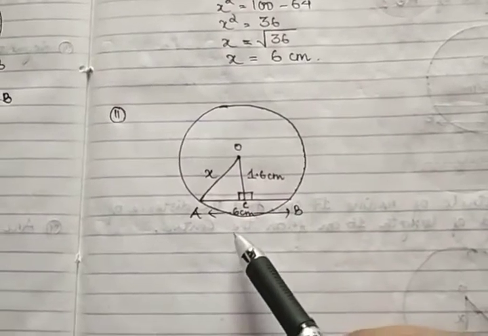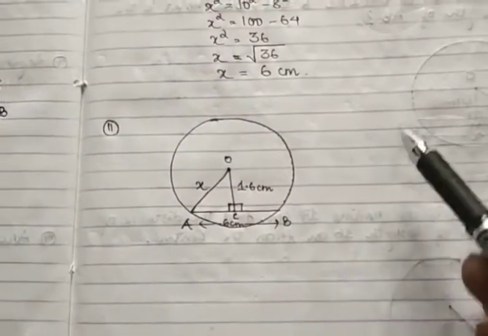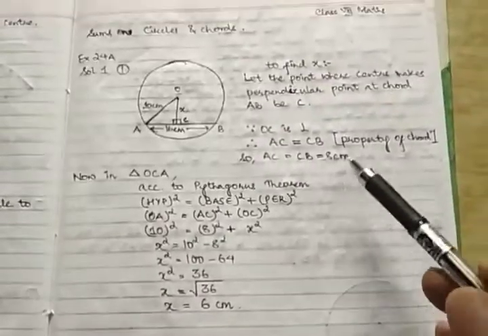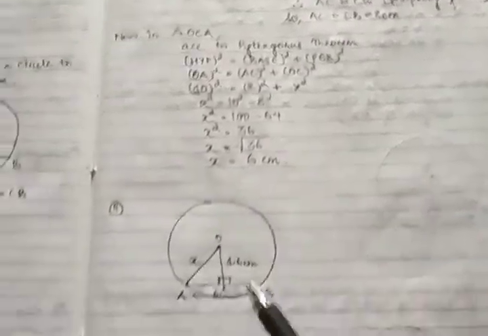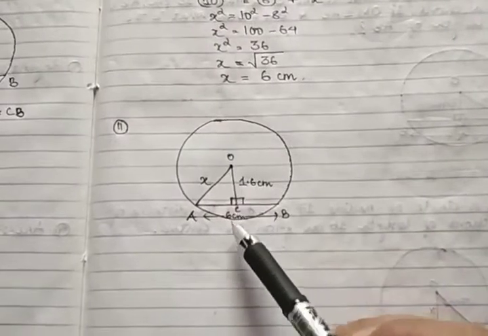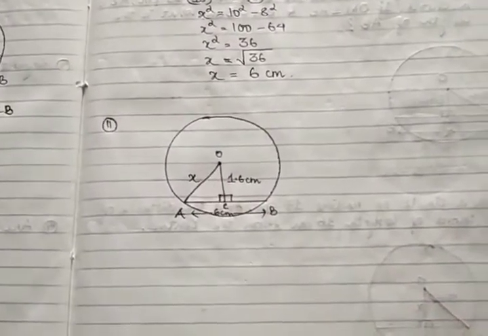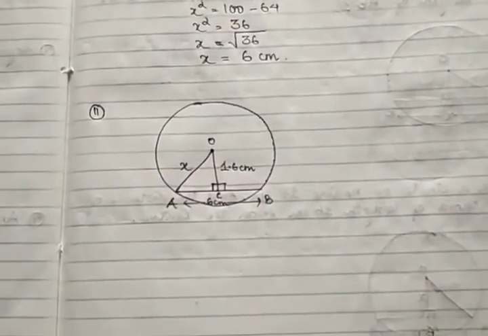Now all you need to do is use the Pythagoras theorem, and remember the way of writing as well. It will be similar to this one. So using the Pythagoras theorem, you need to calculate the hypotenuse. I hope you can do that.